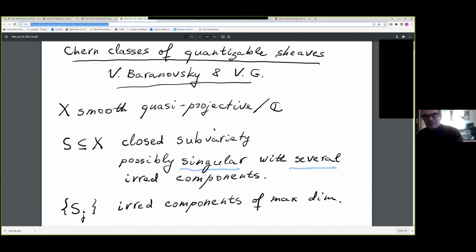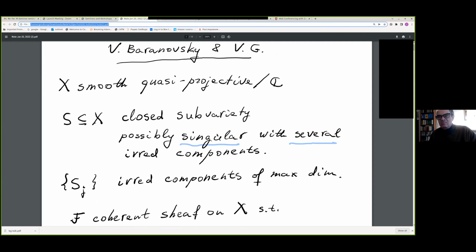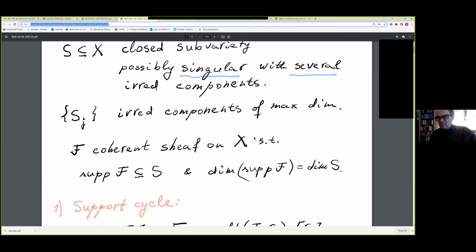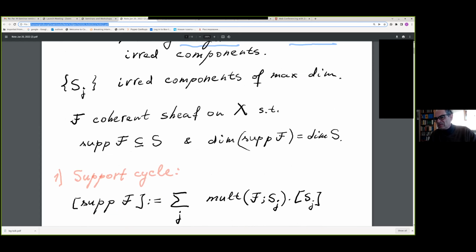So first, let me fix notation. Basically, we work with some smooth quasi-projective variety X. Everything is over the complex numbers. And we fix a closed subvariety S, which typically will be very singular with many components. Then we're interested in a coherent sheaf F on X, which is supported on this crazy subvariety. To simplify notation, I will assume that the support of the sheaf actually has the same dimension as this subvariety. So it may have smaller pieces, but at least the biggest pieces are of the same dimension.